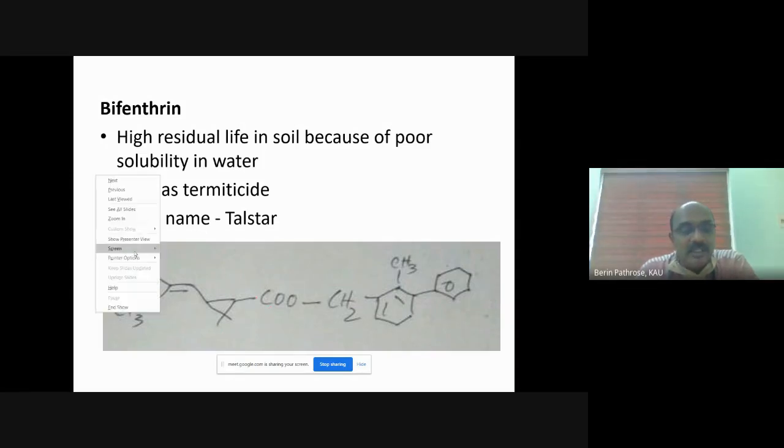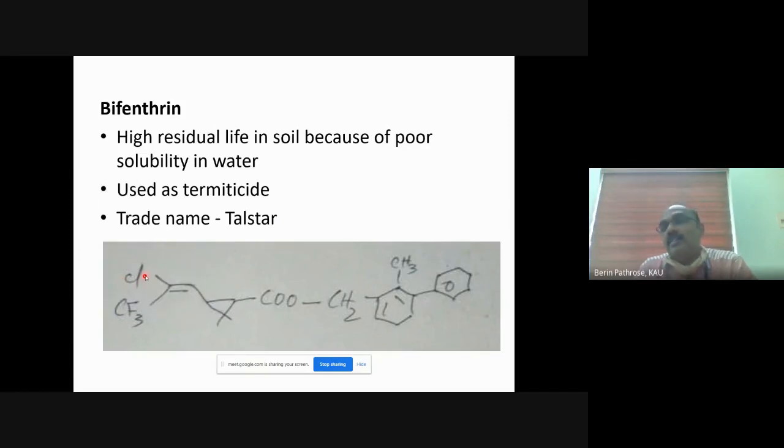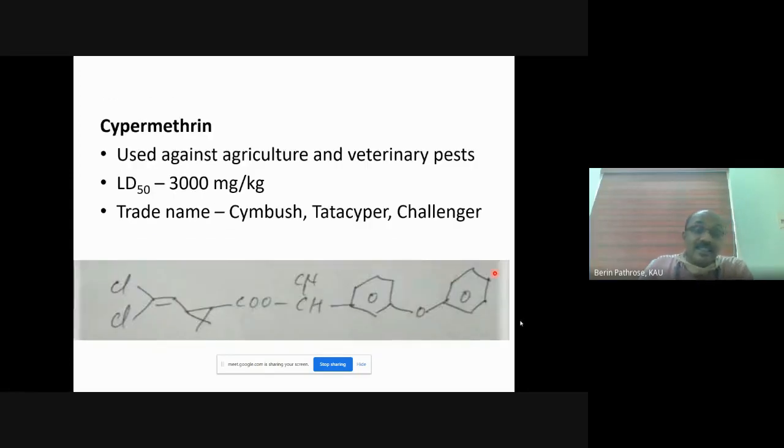If you see the changes in the acid part, earlier in permethrin we have two chlorine atoms. Over here, instead of that, one chlorine and one CF3 group is attached. Here, alcohol part again, just like in permethrin, we have phenoxyphenyl group and all. Here this alcohol part is completely changed. That is bifenthrin. Then comes cypermethrin.